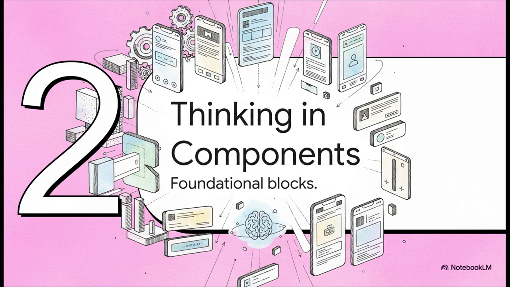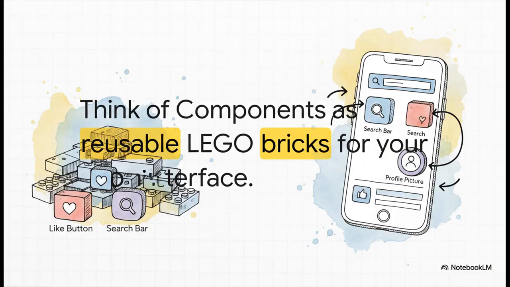Well, the secret, the absolute key, is learning to think in components. This is like the foundational mind shift you've got to make. And honestly, the best way to picture this is to think about Lego bricks. Seriously. Every little piece of your app's screen, a button, a search bar, that little user profile icon, each one is its own self-contained, reusable component. And all you're doing is snapping these digital Legos together to build out your interface.